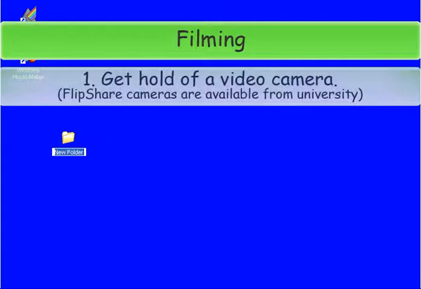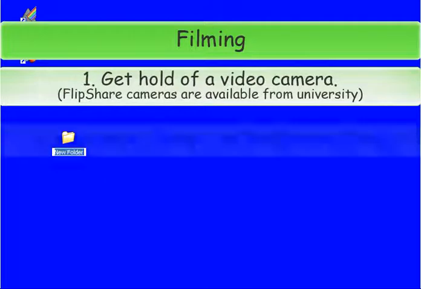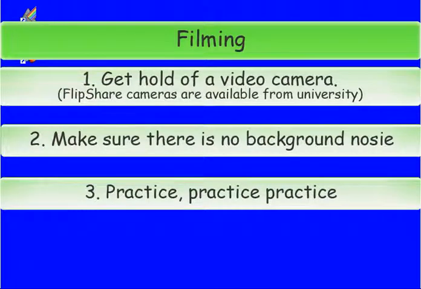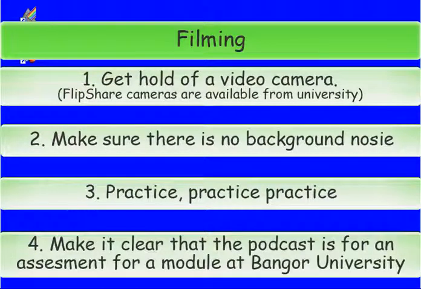First, you will need to get hold of a camera and make sure you have all the equipment you need. Make sure that there is no distracting background noise while you are filming, and it's advisable to go and practice before your final shoot. Finally, make sure you make it clear that the podcast is for an assessment of a module at Bangor University.